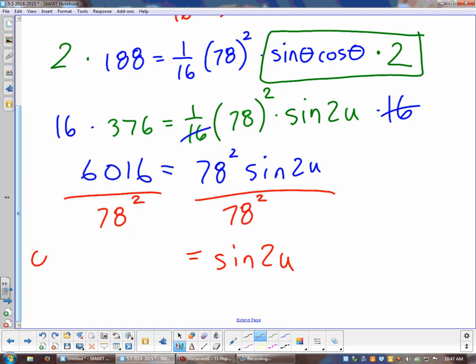Okay, so at this point, if that's sine of 2u, let's make a little substitution. Let w equal 2u. So that means that the sine of w is equal to 0.9888314, right? So we use the arc sine formula. That means that w equals the arc sine of 0.9888314.